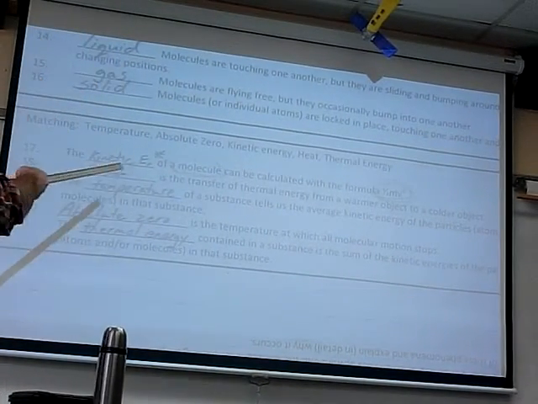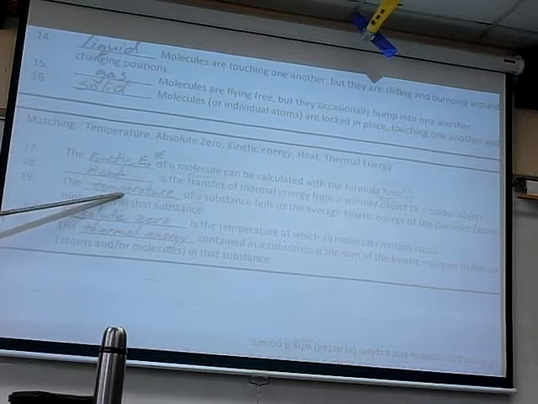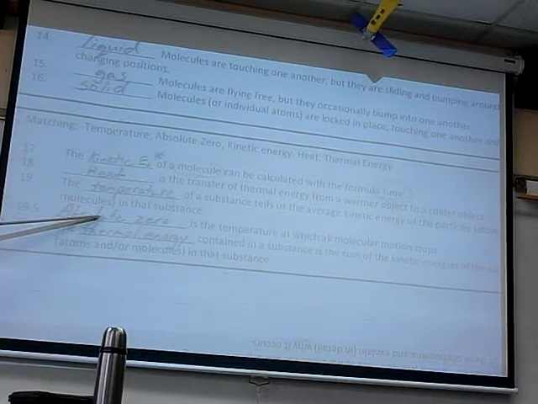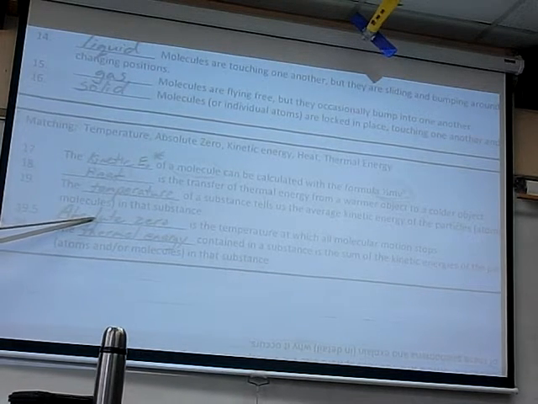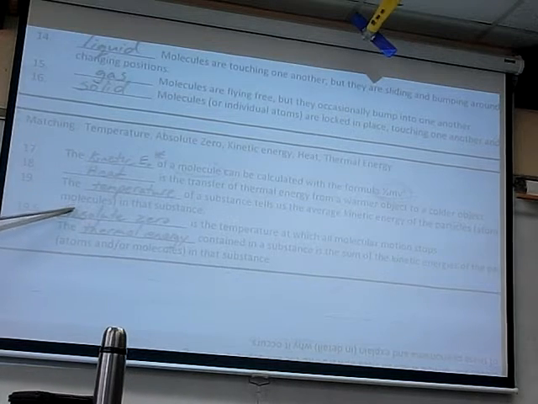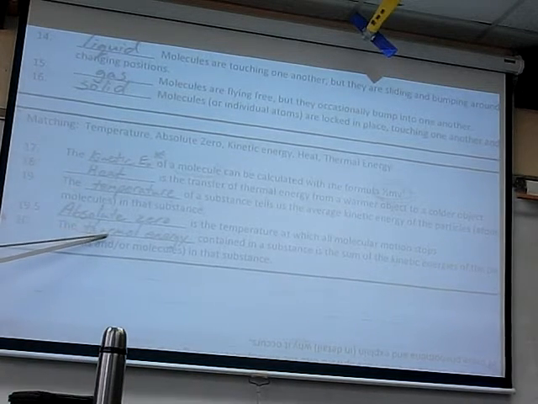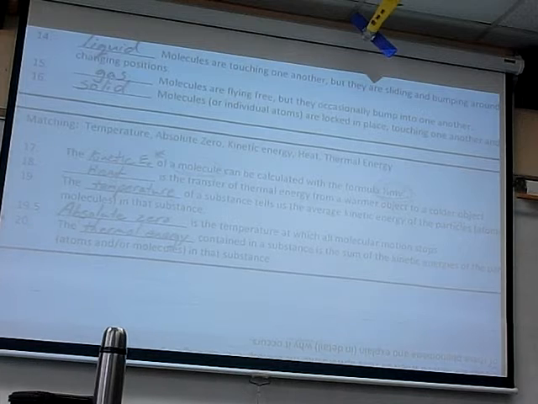And heat is transfer of energy. Temperature tells us average kinetic energy. Absolute zero is when all motion stops. That was never in your notes, but it's an easy one to comprehend. Thermal energy is the sum of the kinetic energies of everything.